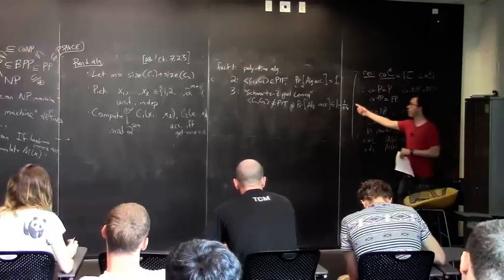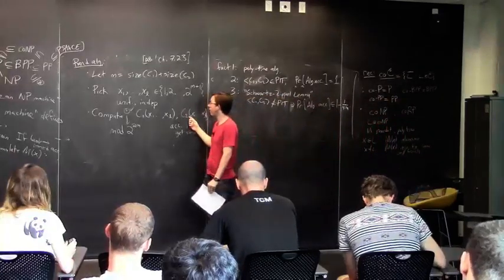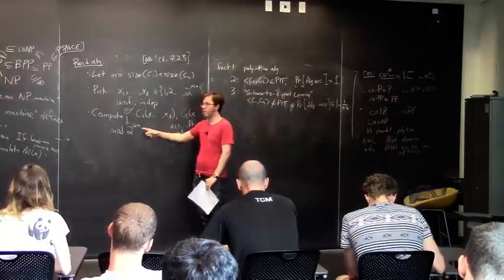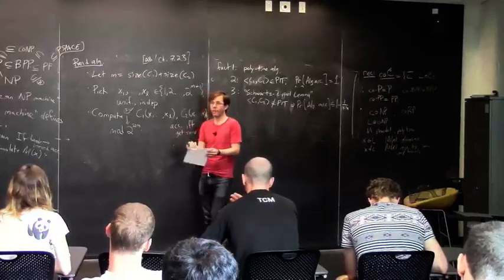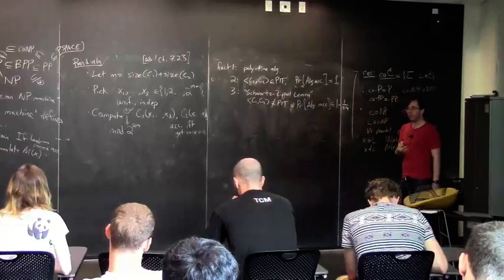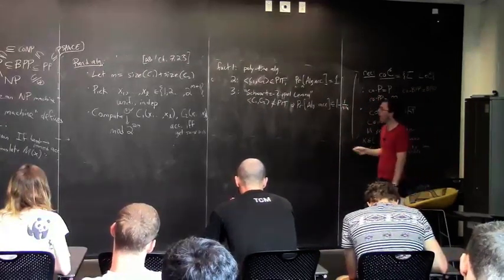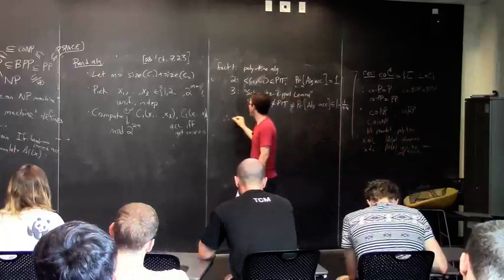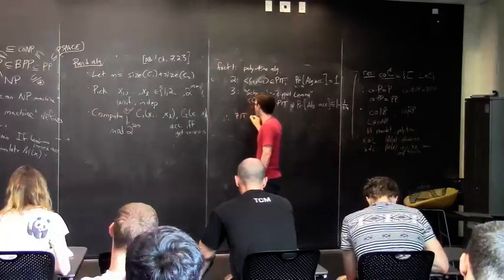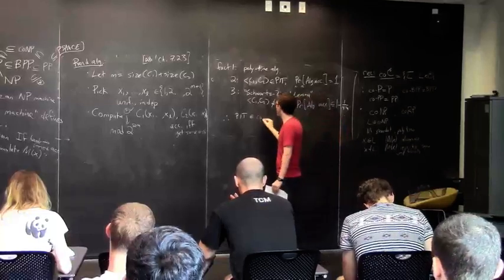So it has at least a 1 over 4m chance of picking numbers x1 through xl, such that when you do these two computations, mod 2 to the 2m, you get different answers. So a quiz question for you. Once you accept facts 1, 2, and 3, we immediately know that PIT is in what complexity class? Co-NP, very good. It's definitely in co-NP.